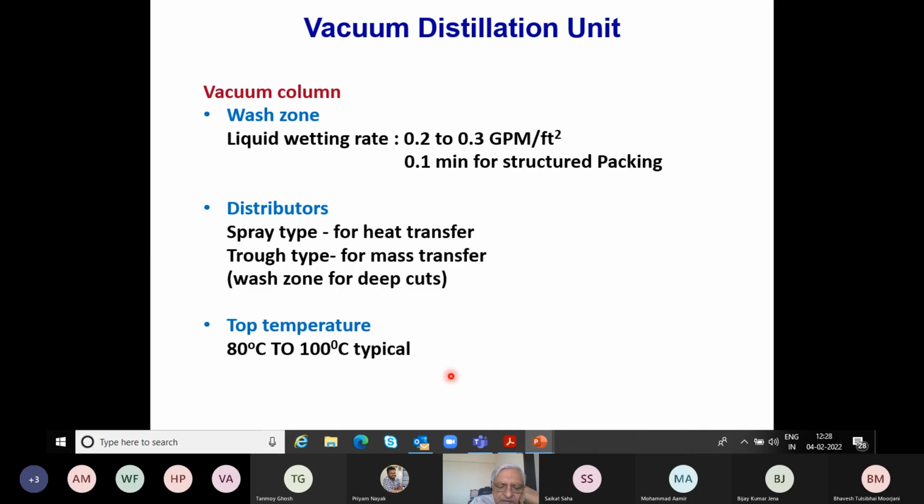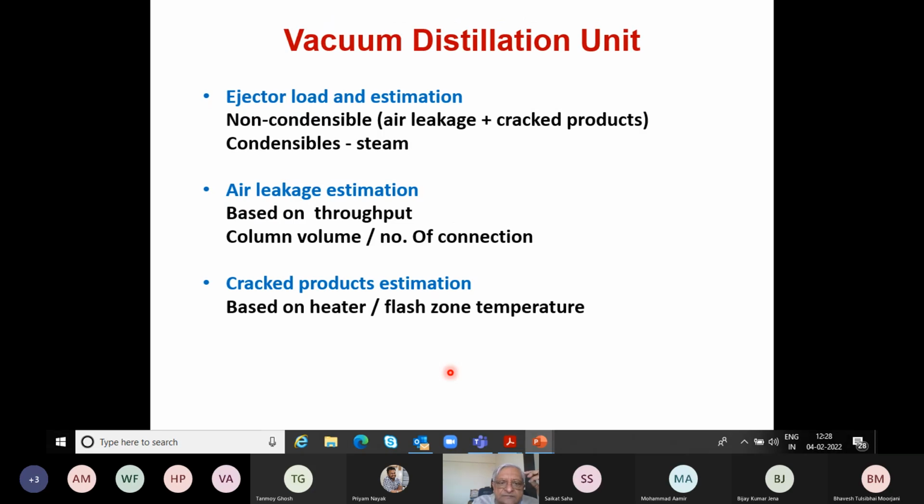The top temperature, again, in case of wet vacuum, we don't try to reduce it below the acid dew point because the atmospheric residue does have sulfur compounds. And in the furnace, this atmospheric residue can crack slightly and you can have H2S produced. So again, we try to maintain the temperature slightly higher.